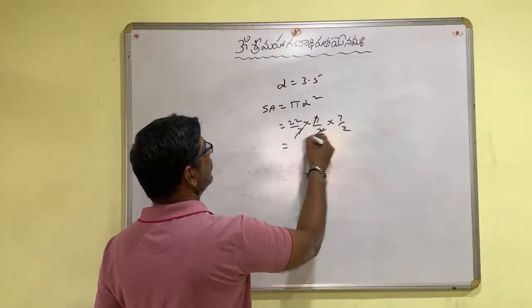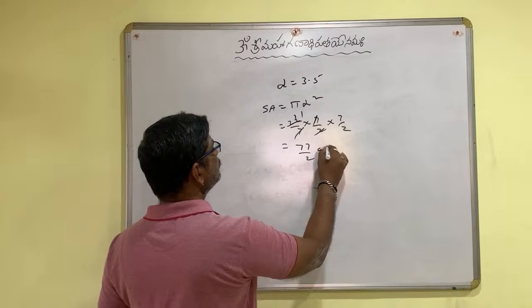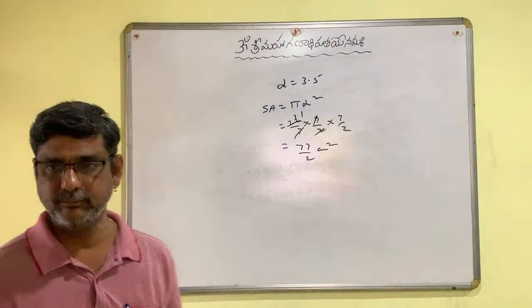7 and 7 cancel, 2 11s, so 77 by 2 centimeter square directly.